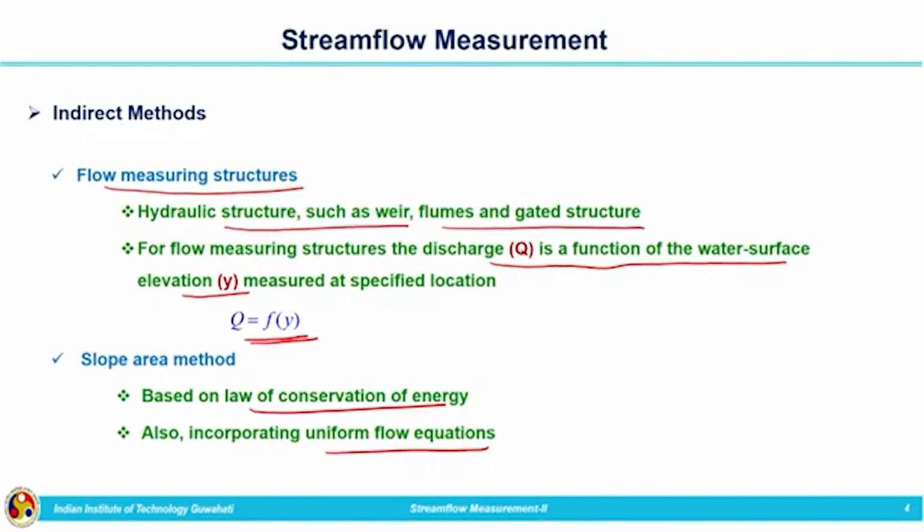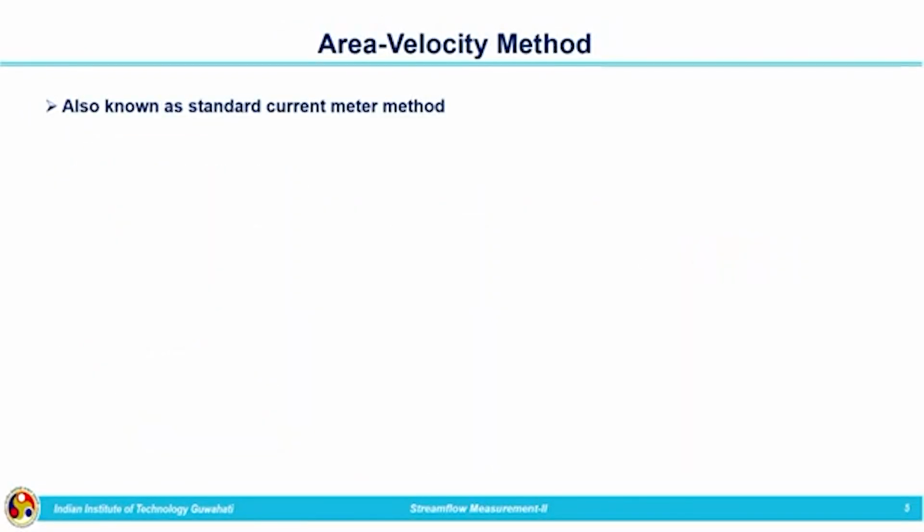It is more related to hydraulics. I am not covering the detailed topics related to this indirect measurement, that is flow measuring structures and slope area method. We will move on to the direct method of stream flow measurement. First, we will start with the area velocity method. This area velocity method is also known as the current meter method.